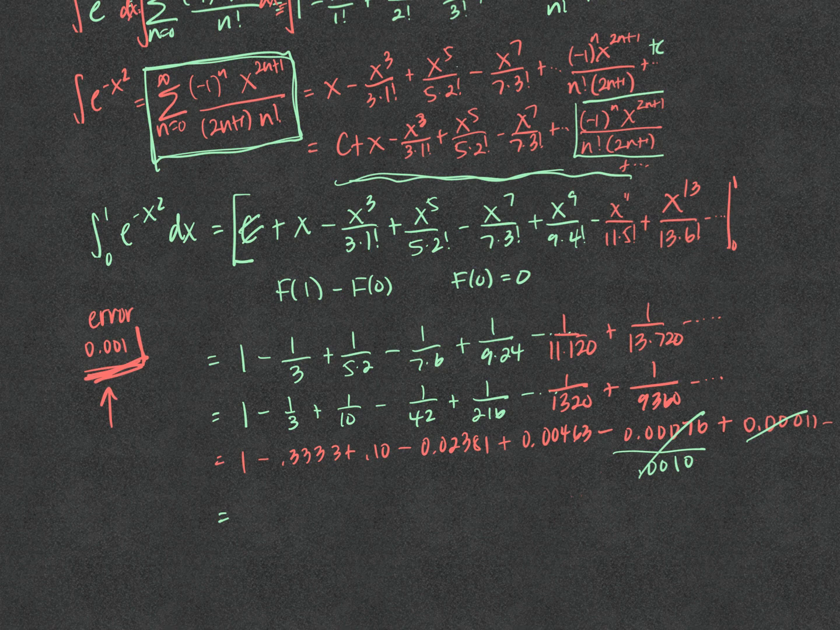So now we're going to combine these terms. I have 1 minus 0.43 plus 0.10 minus 0.02381 plus 0.00463. Now, you might be a little bit off from what they have. I have exactly what they have. I have 0.7475. So we're going to round to 4 decimal places.